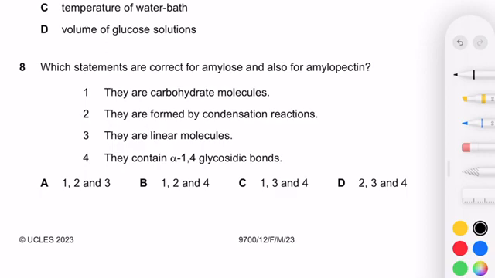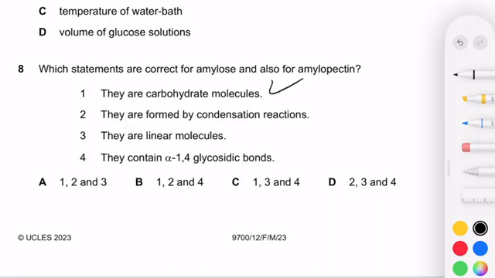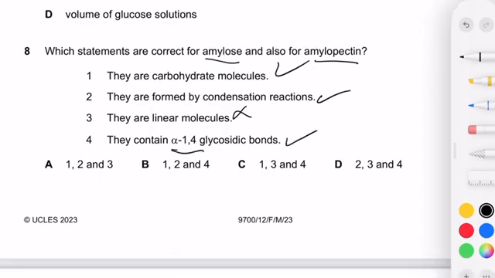Number 8, which statements are correct for amylose and also for amylopectin? So they're both carbohydrate molecules. That is true. They are formed by condensation reactions. True. They are linear molecules. No, amylopectin is branched. And they contain 1,4 alpha glycosidic bonds. Correct. So that's 1, 3, and 4, which is C.